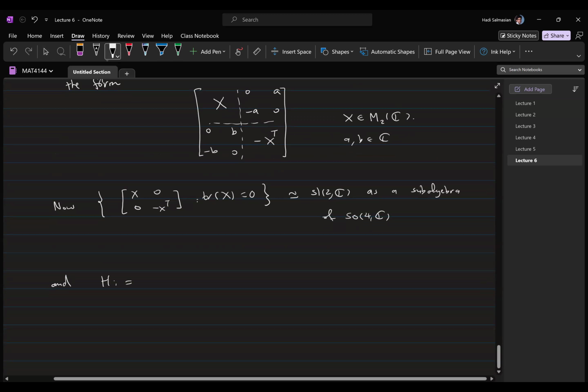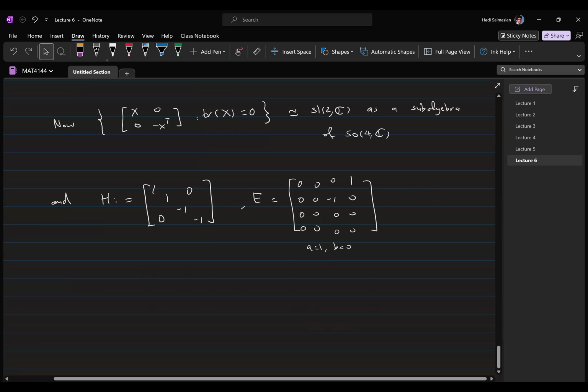It is the diagonal part of the X on the blocks. And I can take E to be this matrix. So it's like A is 1, B is 0. So I get 0, 0, 0, 0, 1, minus 1, 0, 0, 0, 0, 0, 0, 0, 0, 0. So this is for the case A equals 1, B equals 0. And I can take F equal to just this, this time B is 1, A is 0.